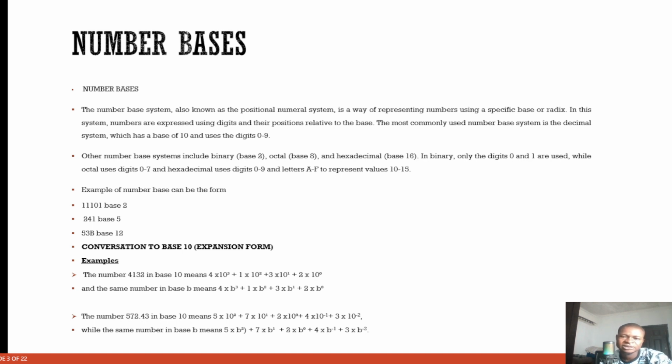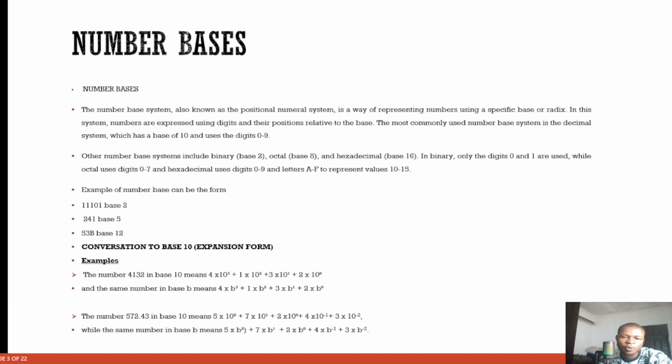In forming a number base system, I can have 10, 11, 12, 13, 14, 15. And from my right up here, I have letters A to F. A represents 10, B represents 11, C represents 12, D represents 13, and so on to F, which is 15. So we have B to be 11.